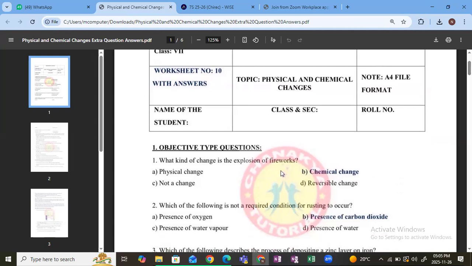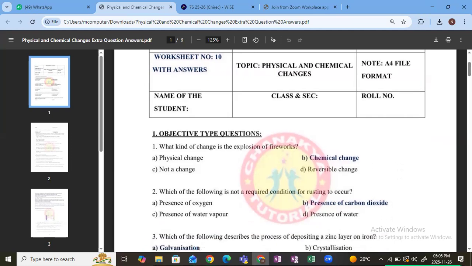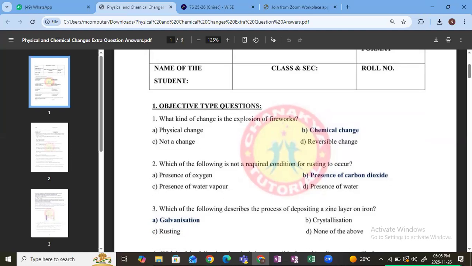Which of the following is not a required condition for rusting to occur? Ma'am, carbon dioxide. Can you tell me, when iron rusts, what is the substance that it forms after rusting? Ma'am, iron oxide. Yeah, it is iron oxide. What is the formula of this? Ma'am, the formula of rust is Fe2O3.xH2O.